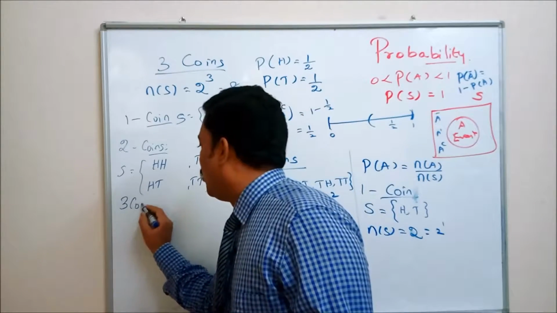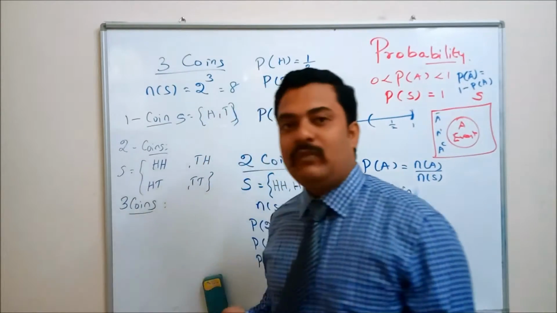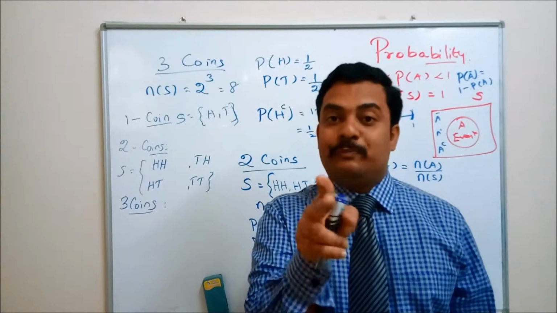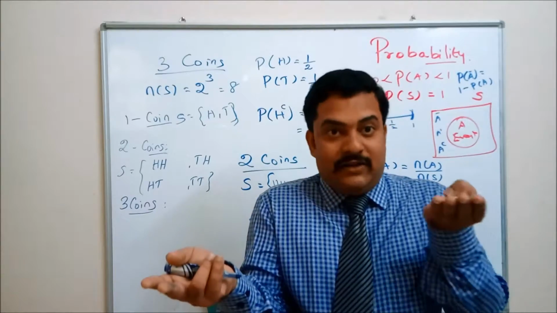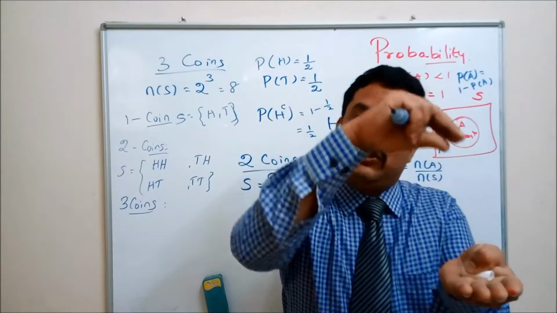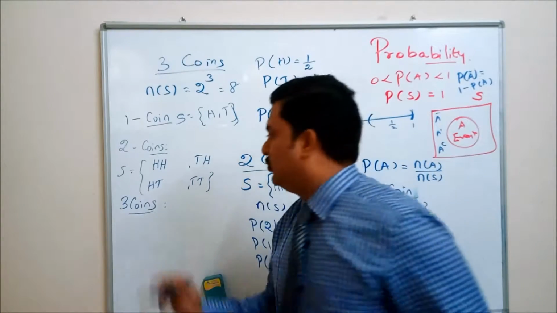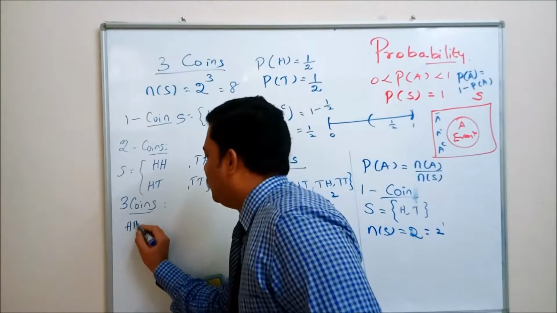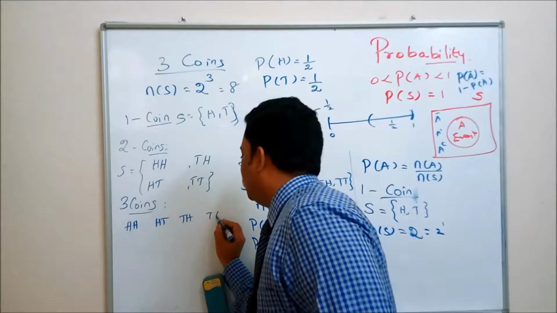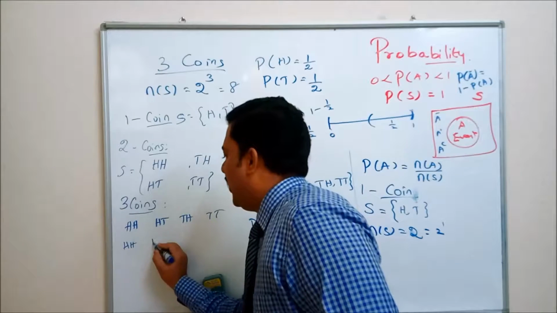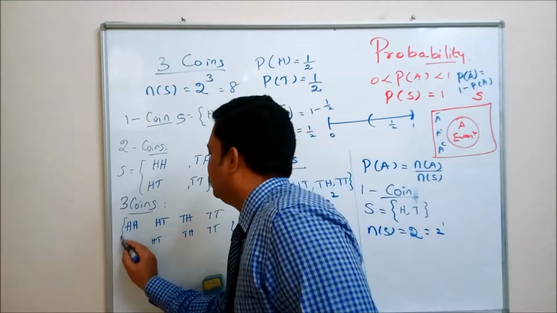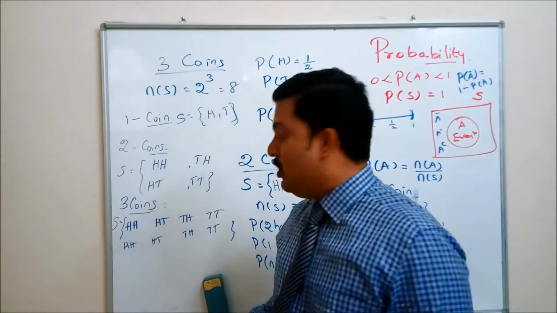So now it is for 3 coins. For 3 coins, write the sample space of 2 coins because 2 plus 1 is 3. Already we have 2. Another coin is going to associate with these 2 coins. So write the sample space of the 2 coins. HH, HT, TH, TT, HH, HT, TH, TT. This will be my S.